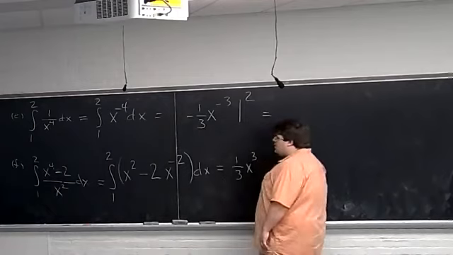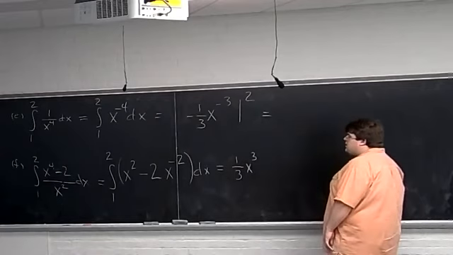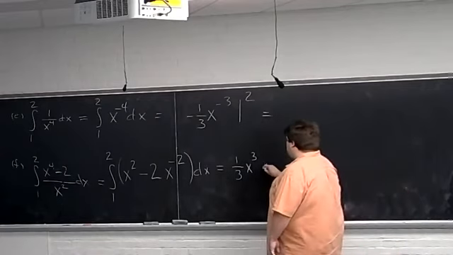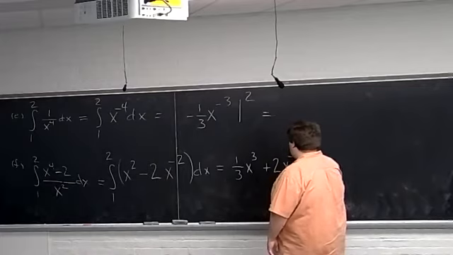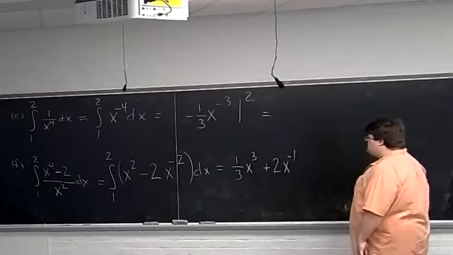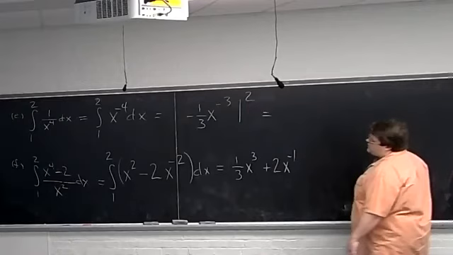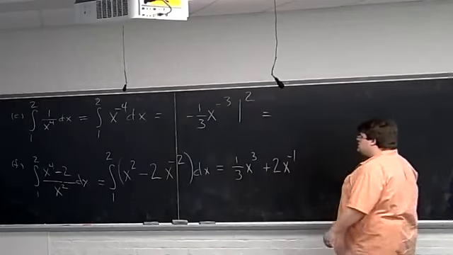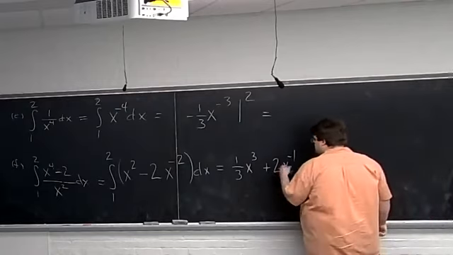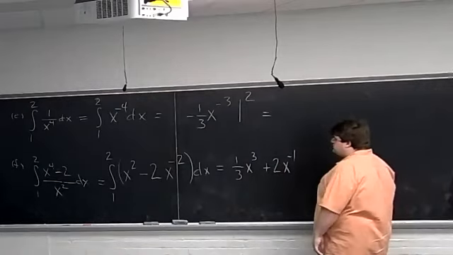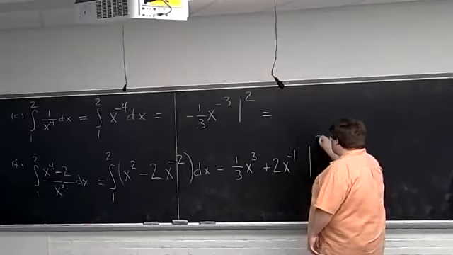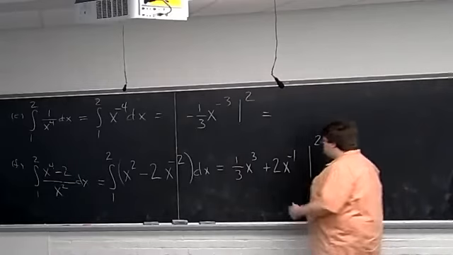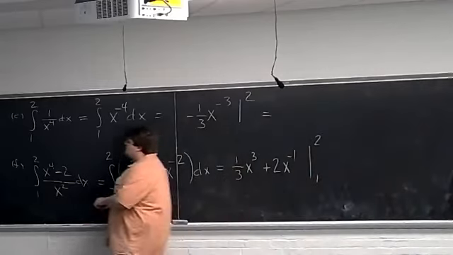Power rule on the first, 1/3 x cubed, power rule on the second. 2x to the negative 1, where did that come from? Negative 2 plus 1 is negative 1. Divide by negative 1, negative 2 divided by negative 1 gives us that positive 2. We're evaluating from 1 to 2. I'm going to continue the computation at the top.